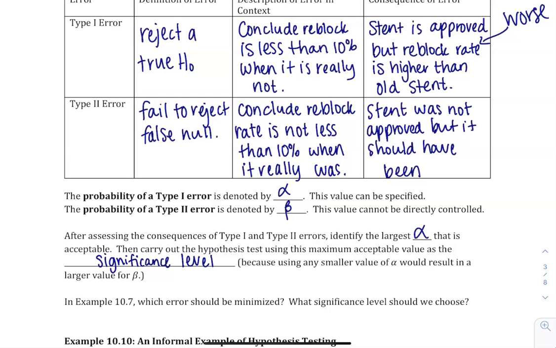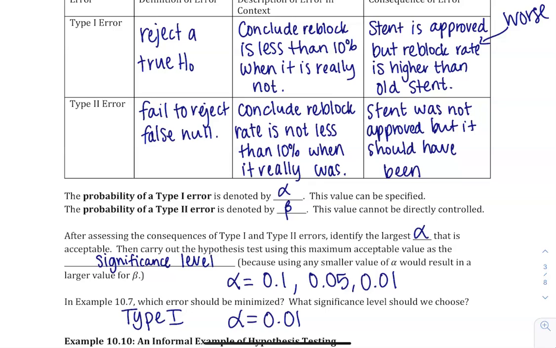And so in this case, in example 10.7, we needed to minimize the type 1 error. And so we want to have the smallest alpha. And so here, typically your alpha values are 0.1, 0.05, and 0.01. If you're trying to minimize a type 1 error, then typically you would pick the smallest value of alpha, 0.01, and that would be your cutoff for determining if something was likely or unlikely.